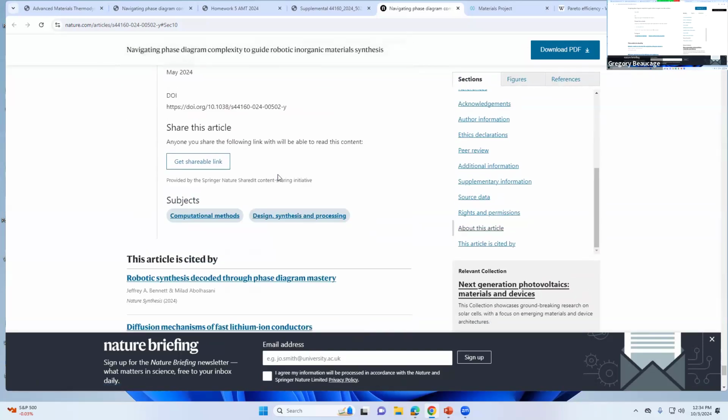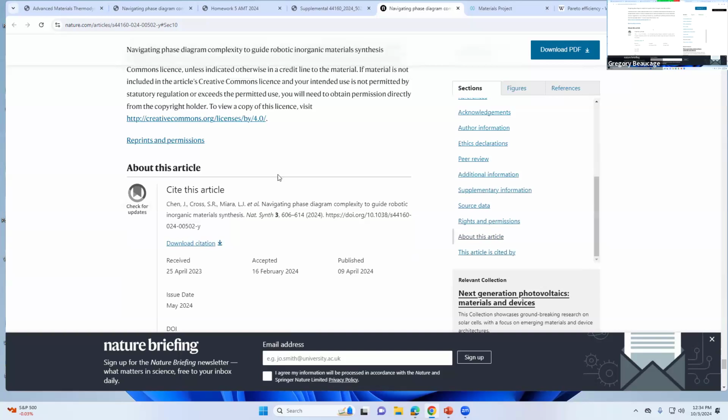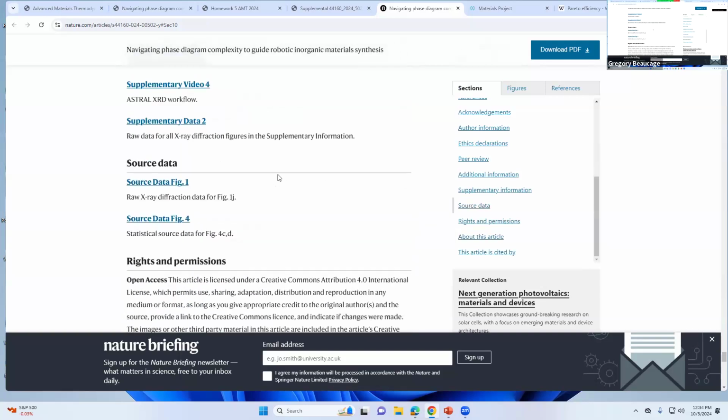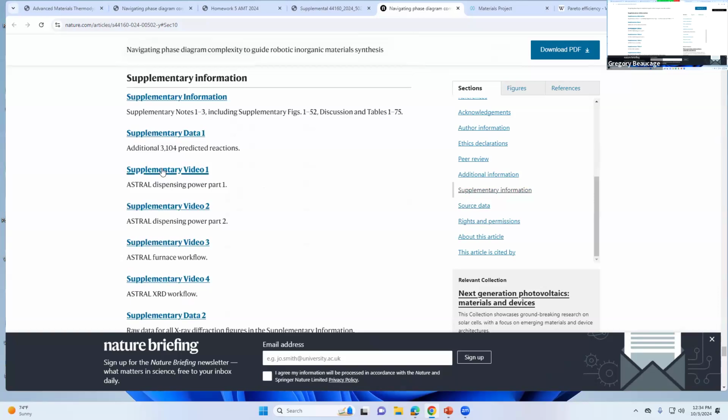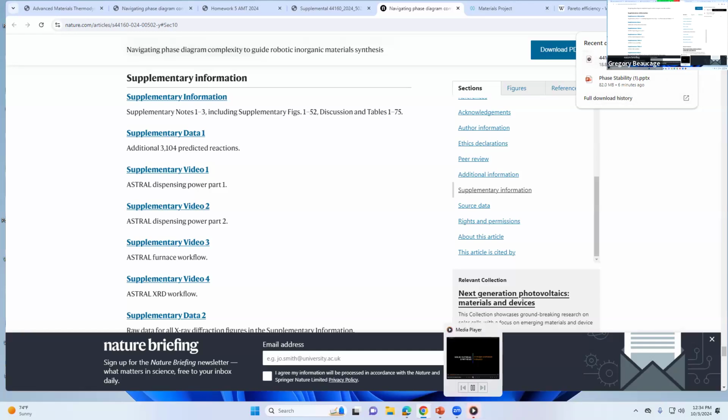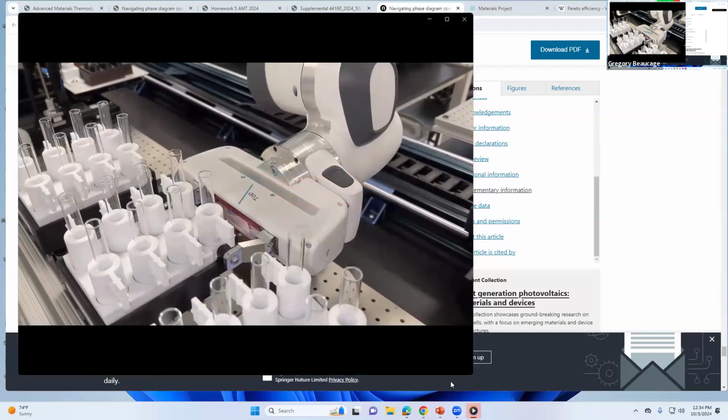Let's see. Source data. This is a supplementary video. So they show the robot running. I guess it downloads the video and we run it. So it's trying to run. This thing's blinking. That's the robot.